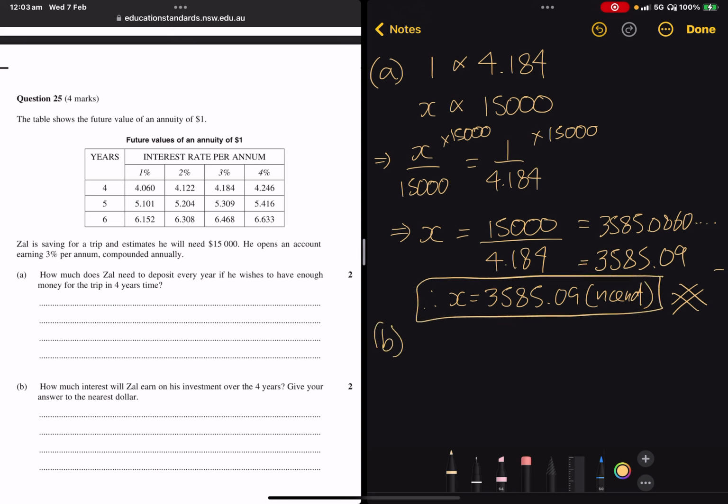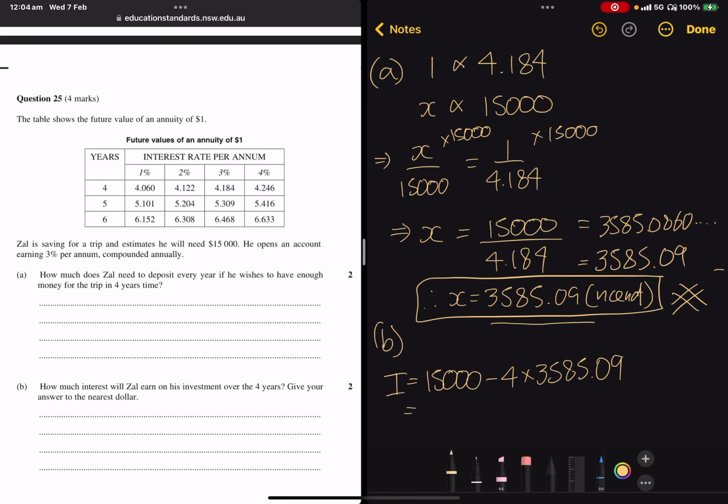Now part B says how much interest will he earn on his investments over the 4 years? Give your answer to the nearest dollar. So he has to deposit this much each year and he will get 15,000 back. So the interest will be the amount he gets back minus 4 lots of the deposit, 3,585.09.